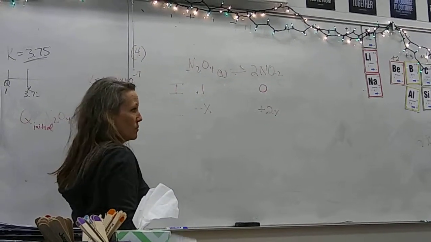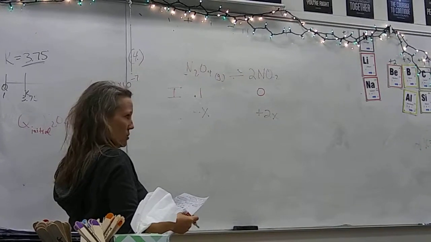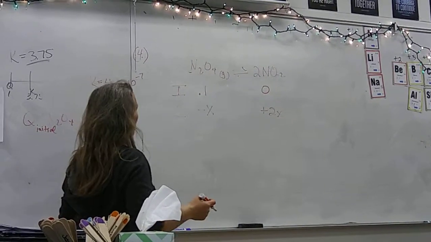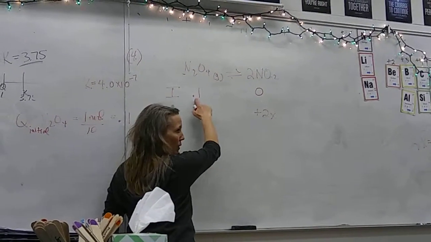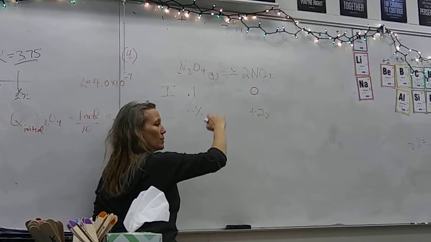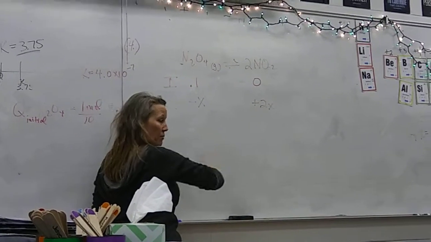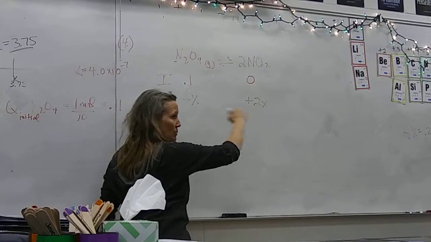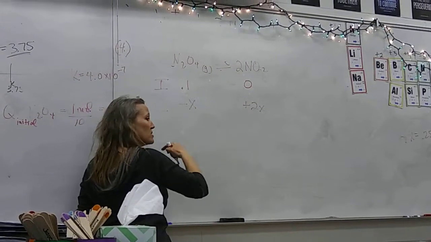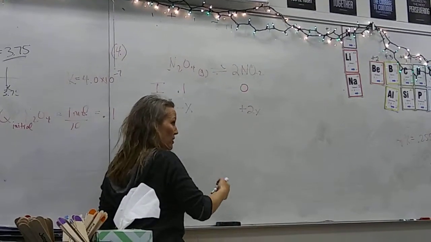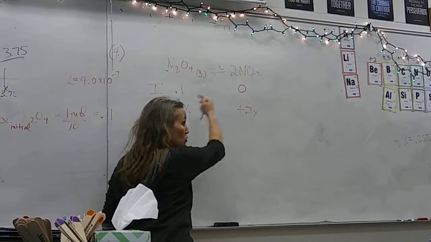Yes? Wait, I know you just said it, but I don't understand why it's negative. Because I know I started out with 0.1. What is an equilibrium expression doing? It's shifting from left to right, reactant to product. If I start out with something, what's the opposite of starting out with? What's it going to do? It's got to lose it, right?